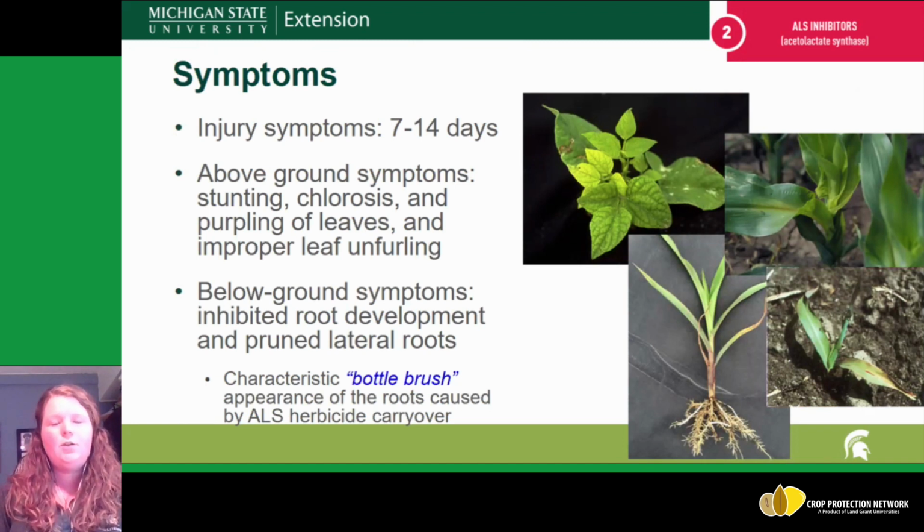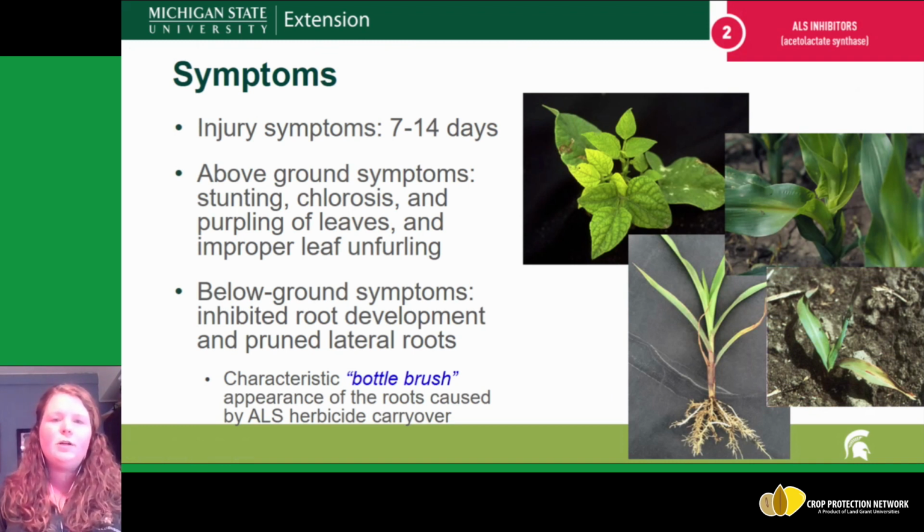Injury symptoms normally appear within 7 to 14 days, and above ground symptoms include stunting, so that plant stops growing, chlorosis, which is just a fancy term for yellowing of the leaf tissue, which you can see on the plant I'm circling now. Also purpling of the leaves, which we'll see in the next slide, and then improper leaf unfurling. So you can see on these corn plants, those leaves that just don't look like they're unrolling correctly.